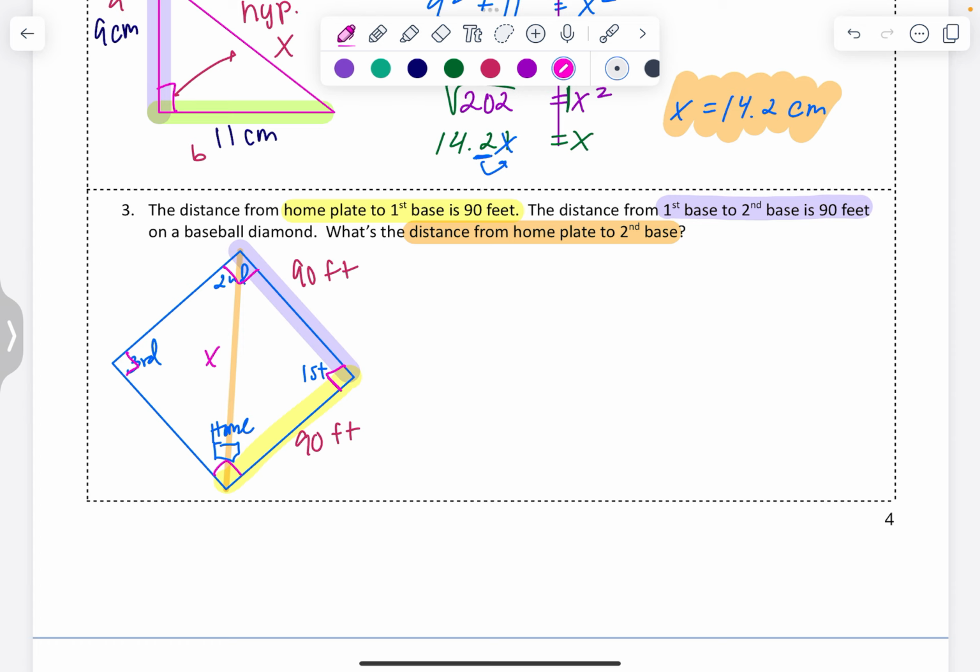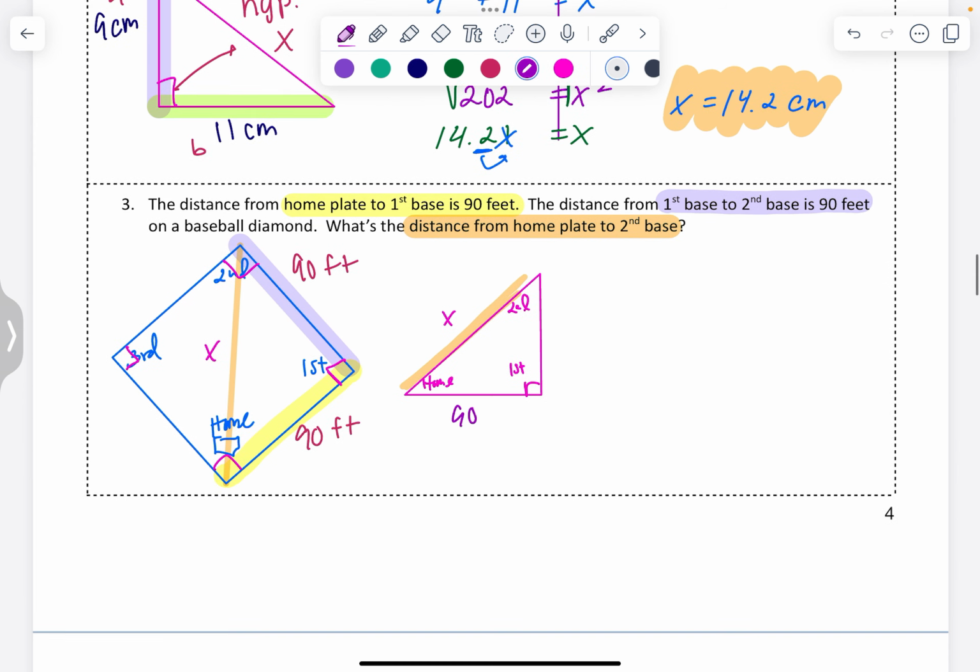Again, I'm going to redraw this triangle. So I'm going to turn it a little bit. Right here's the first base. Here is home. And here's the second. This right here, that's what we're trying to find. This is the X. Then this is 90 feet, and this is 90 feet. So across from my right angle is C, and then A and B don't really matter. Okay, so here we go.